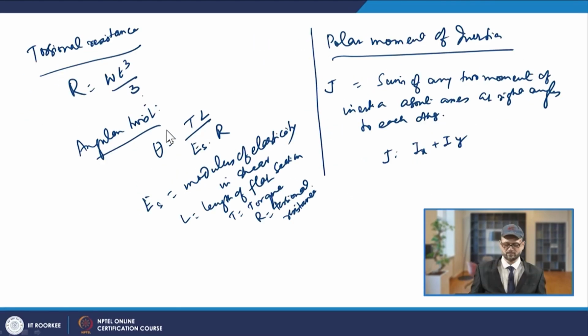Similarly, we have the polar moment of inertia that is denoted by J, and torsional resistance, that is WT cube by 3, and angular rotation that we find by TL by ER. E is the modulus of elasticity, L is the length, T is the torque, and R is the torsional resistance. So polar moment of inertia J we can get by the sum of any two moments of inertia along axes at right angles to each other. J equal to Ix plus Iy.